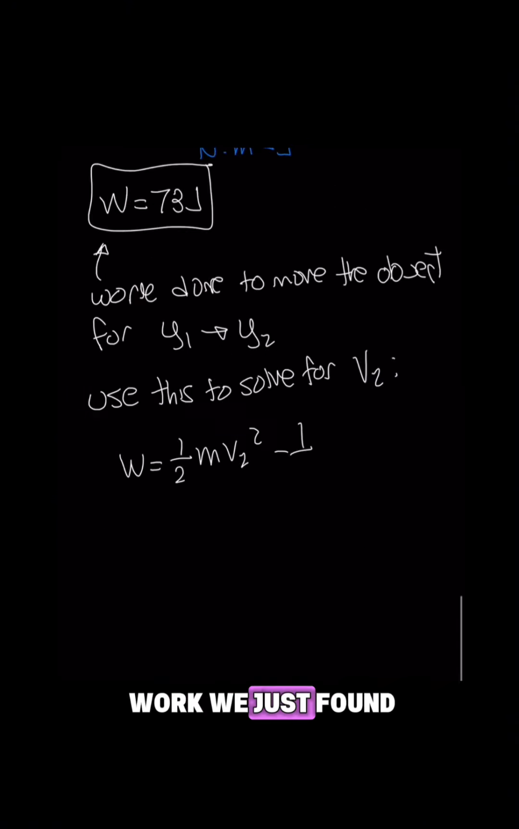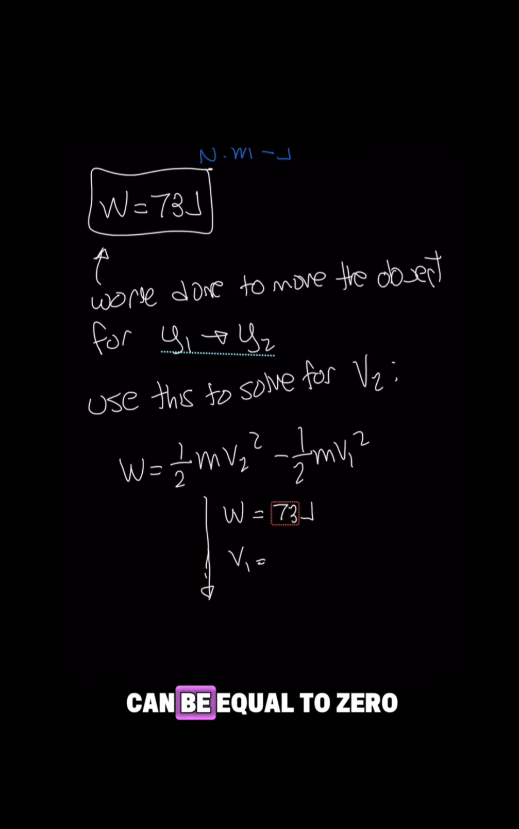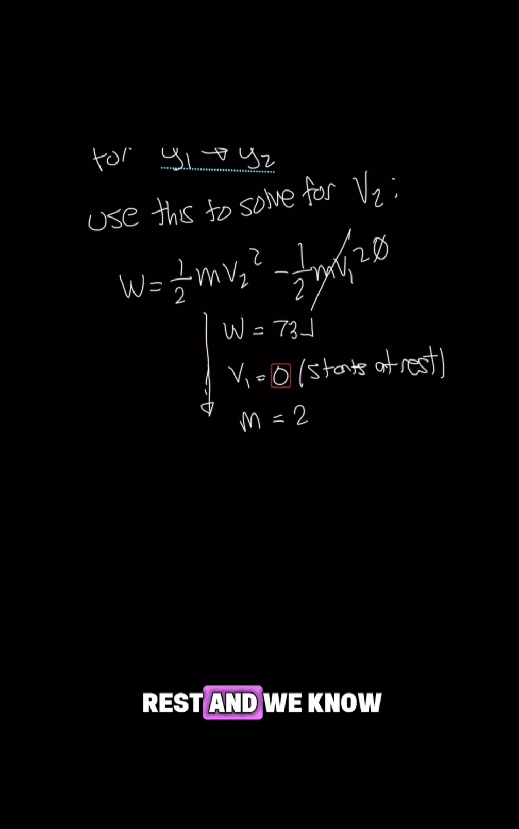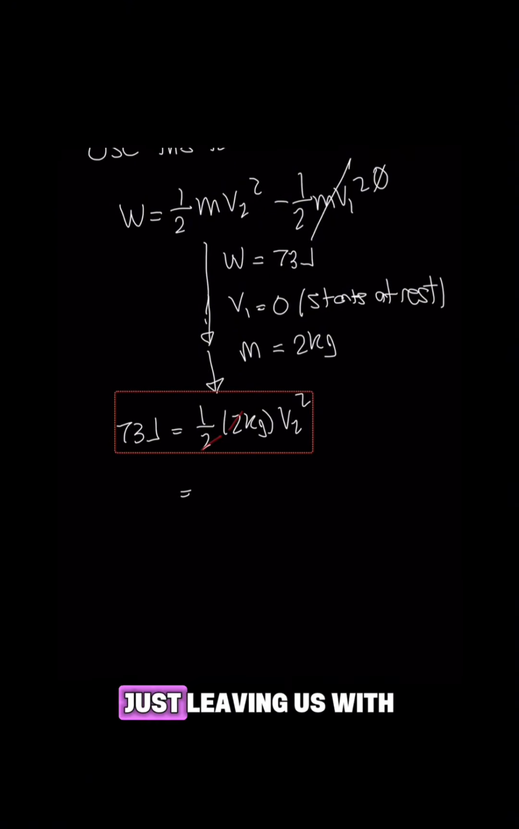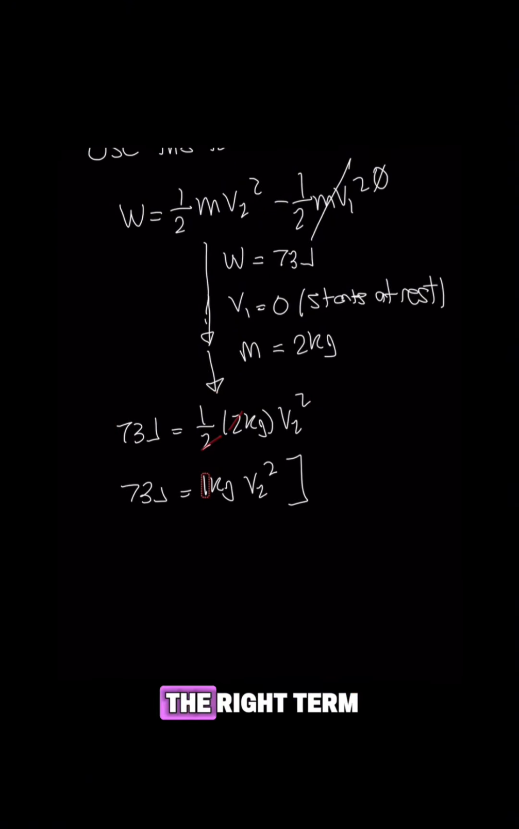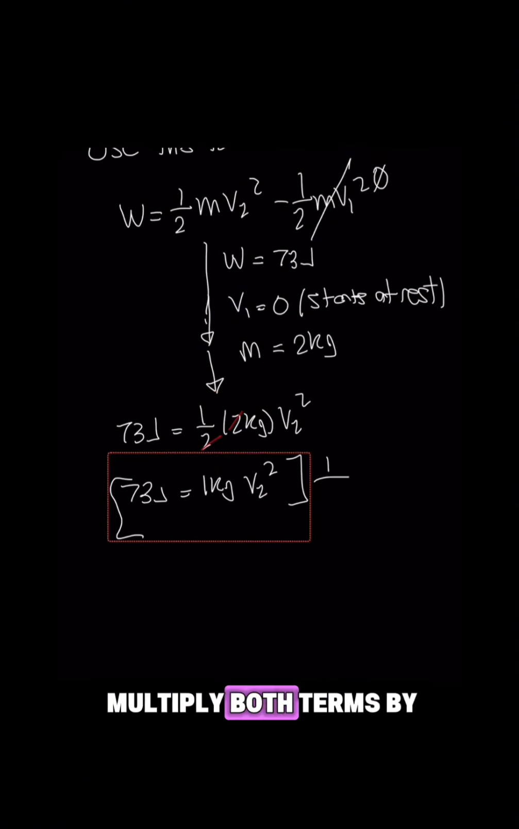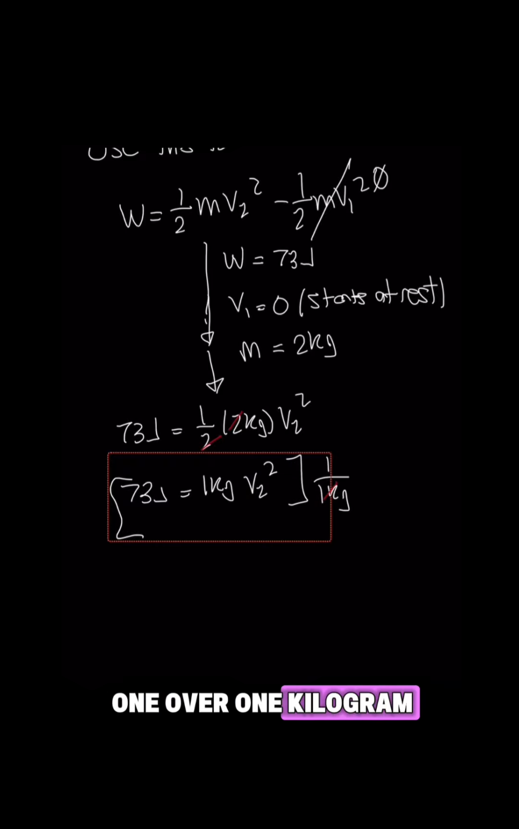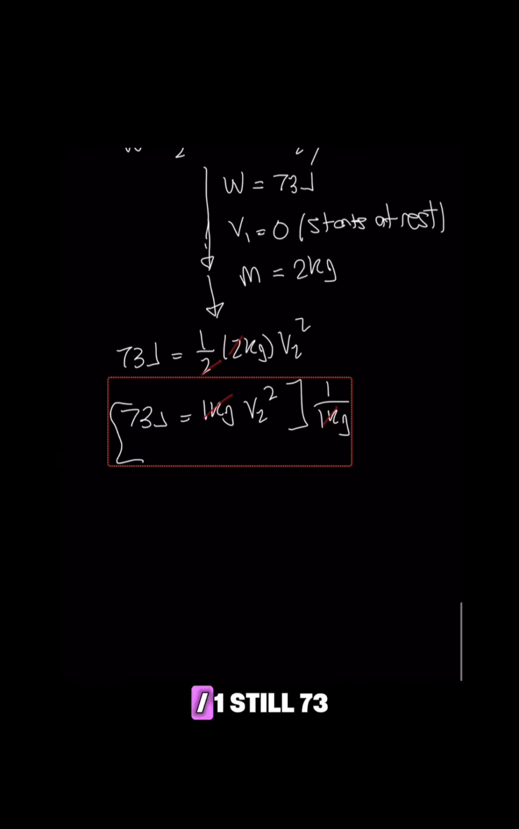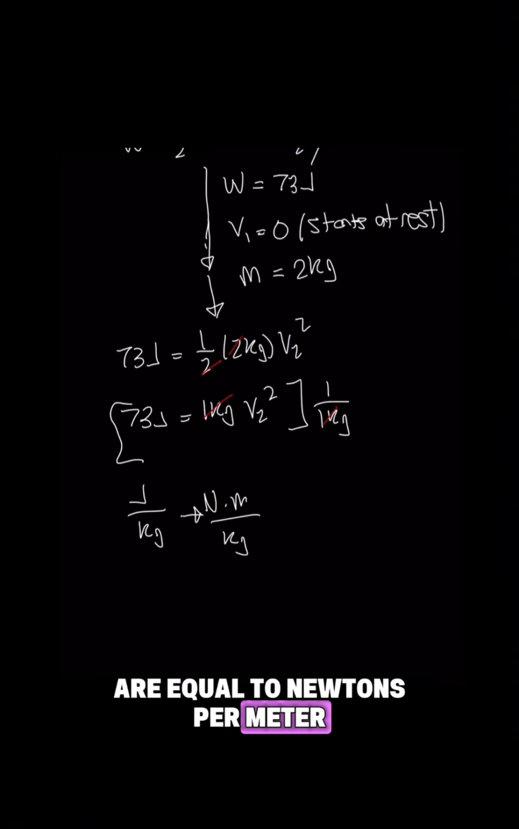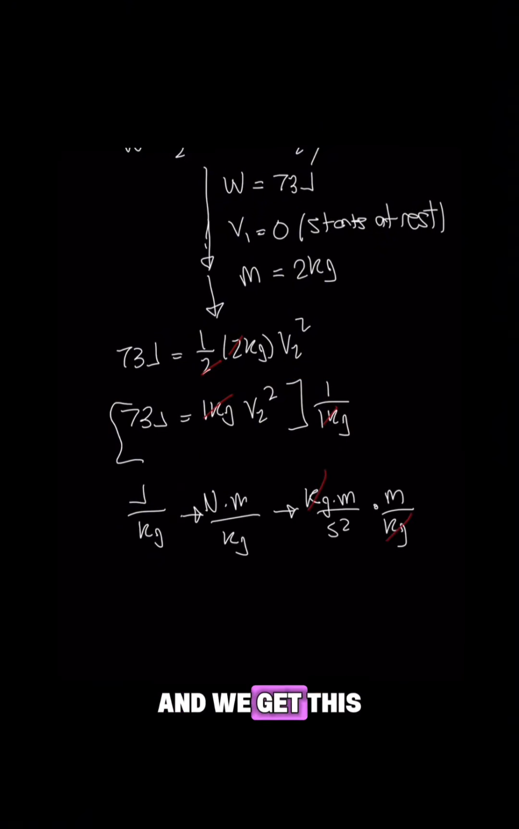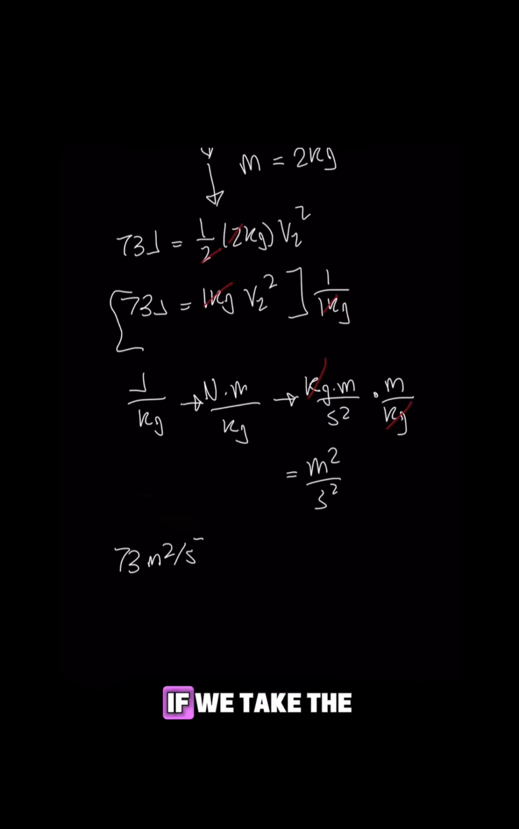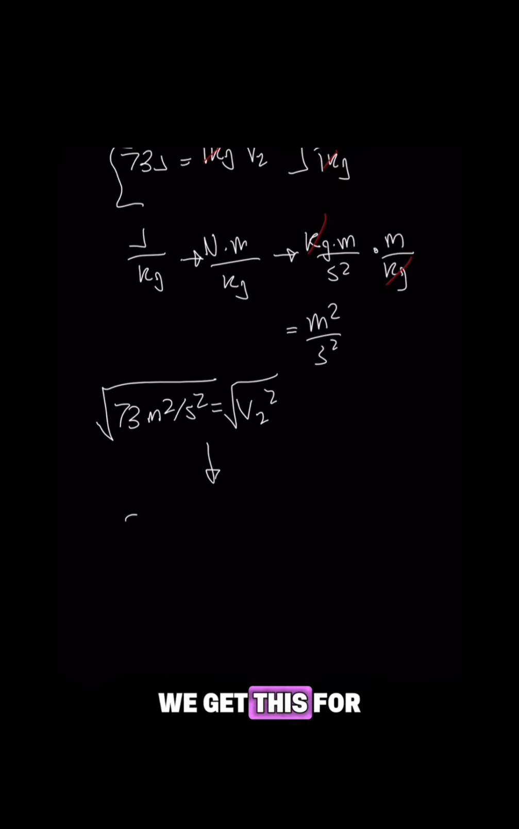Plug in the work we just found, noting that velocity 1 is going to be equal to 0 since it starts at rest. And we know that mass is equal to 2 kilograms. We plug that in. The 2's cancel out, just leaving us with 1 kilogram on the right term. And then we can multiply both terms by 1 over 1 kilogram. Obviously, the amplitude 73 divided by 1 is still 73, but for the units, we know that joules are equal to newton-meters, so we can convert it and then do some simple cancellations, and we get this for the unit analysis. If we take the square root of both sides, we get this for the final answer.